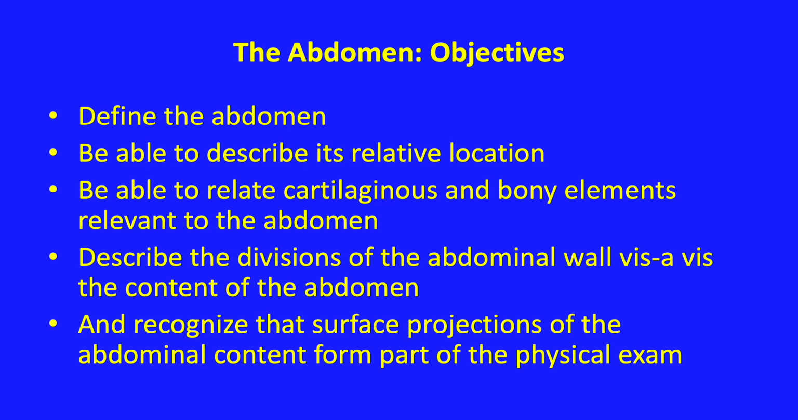The objectives of this lecture are written here. At the completion of this lecture, you should clearly be able to define the abdomen, be able to describe its relative location with respect to other body cavities, be able to relate cartilaginous and bony elements relevant to the abdomen. These are structures we mention often in clinical medicine. Describe the divisions of the abdominal wall, vis-a-vis the content of the abdomen. And finally, recognize that surface projections of the abdominal content form part of the physical exam. Let's start.